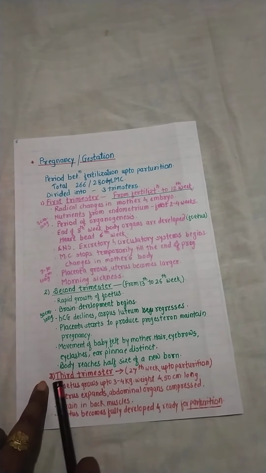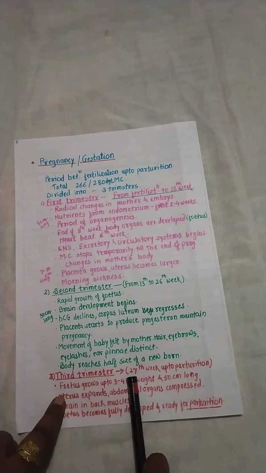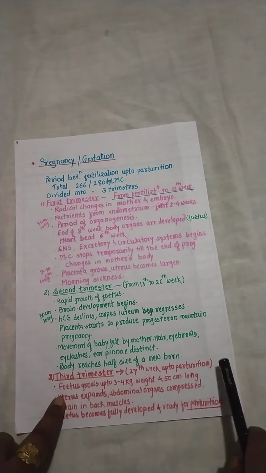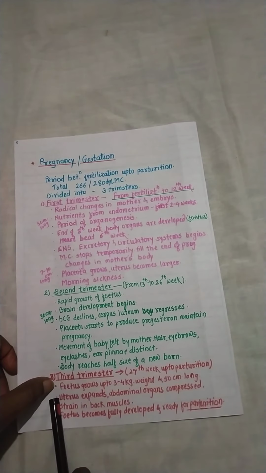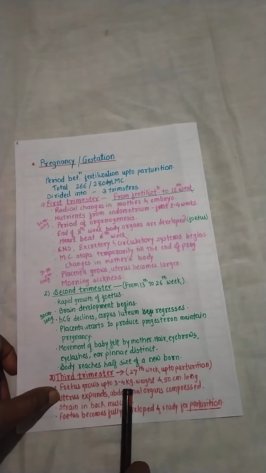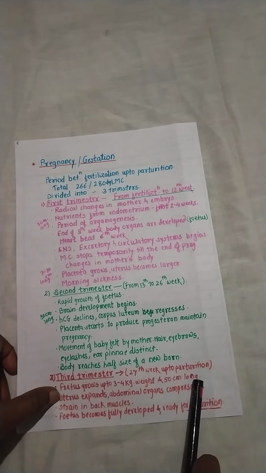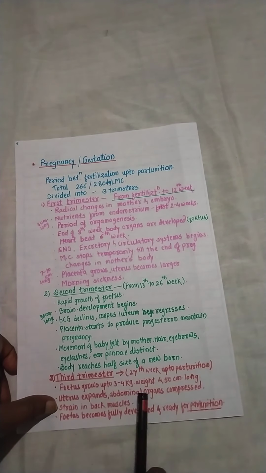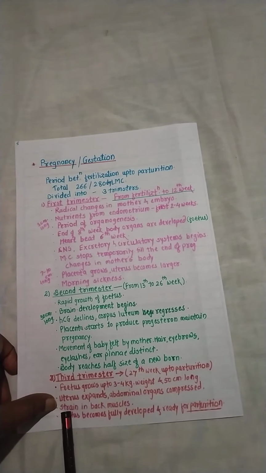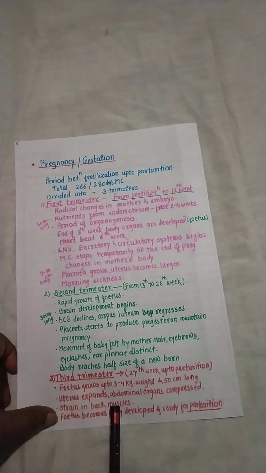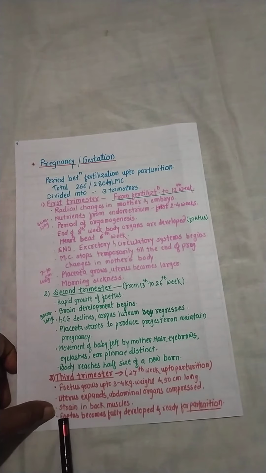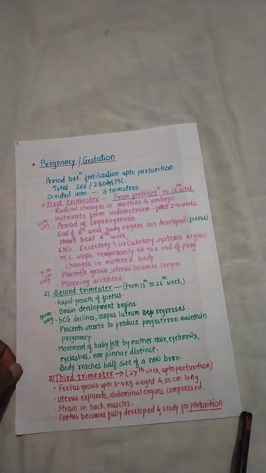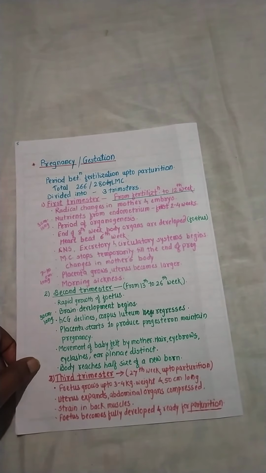Then the next stage is the third trimester. It lasts from the 27th week up to parturition. Parturition is nothing but childbirth. At this stage, the fetus grows up to 3 to 4 kg weight and approximately 50 centimeter long. At that time the uterus expands, abdominal organs are compressed, there are strains in the back muscles of the mother, and the fetus becomes fully developed and ready for birth, which is known as parturition.